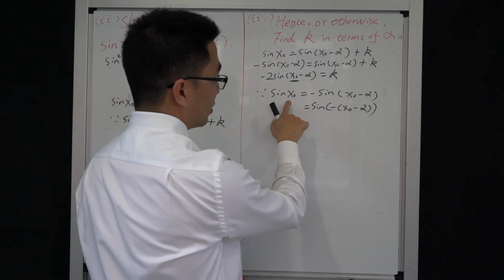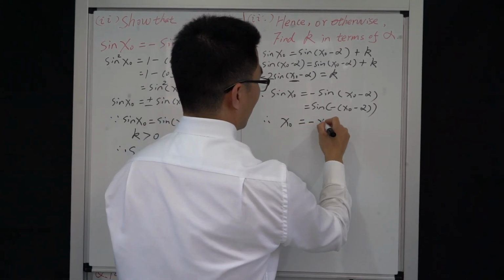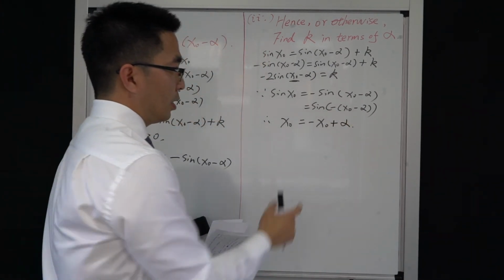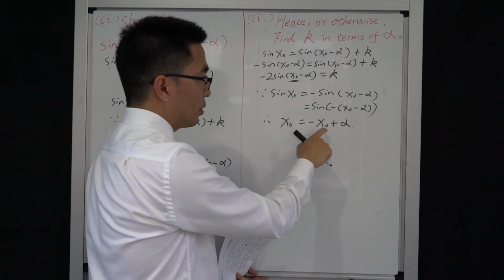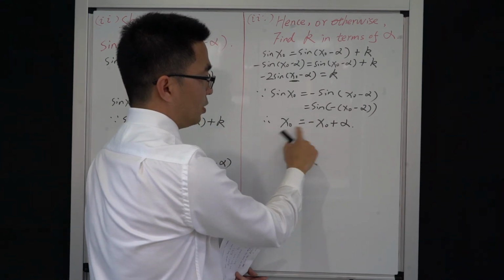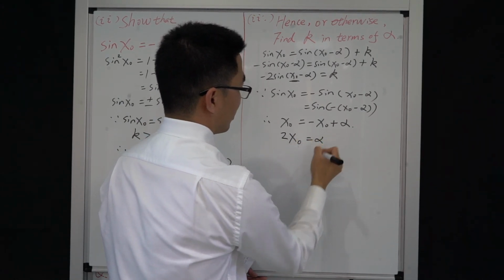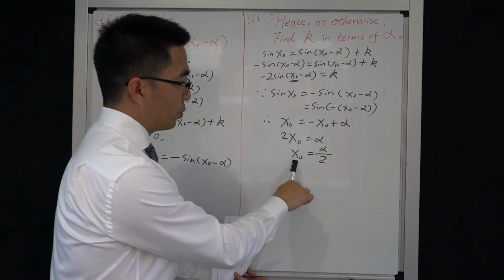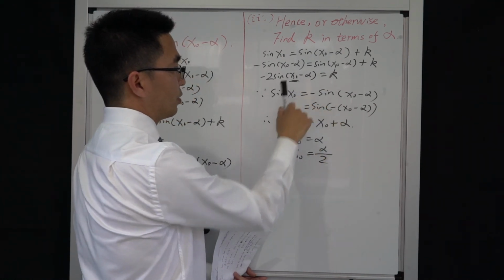Which means x0 equals this part. So we have x0 equal to negative x0, plus alpha. Here is a function of alpha and x0. We can replace x0 with something in terms of alpha. We can bring this one to the other side. We have 2x0 equals alpha, which means x0 equals alpha on 2.